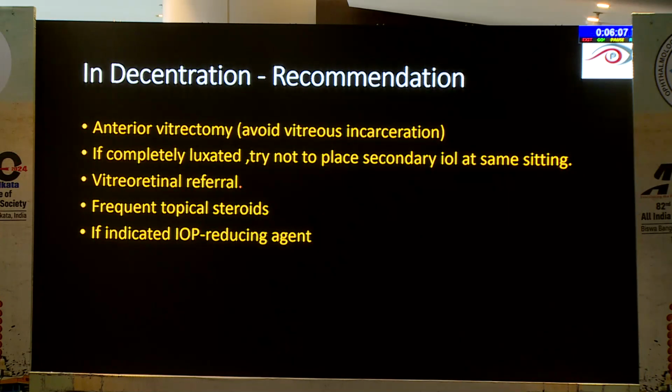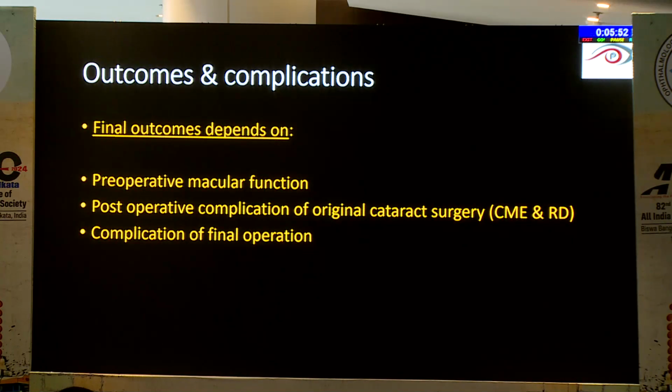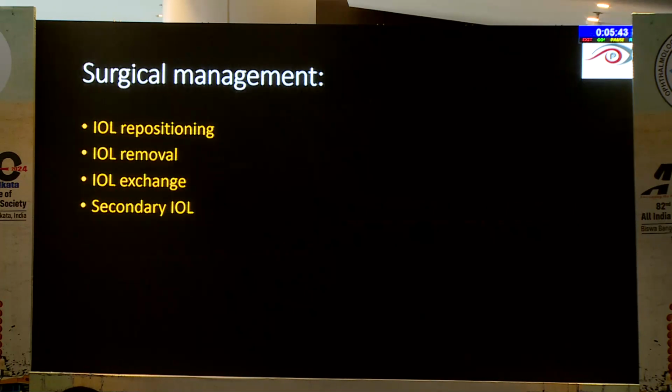So in case of decentration, if you have already noticed a PCR, it is better to do an anterior vitrectomy again. If you are seeing the lens being already luxated, try to take it out, get a VR opinion, make sure everything is stable, and then go for your second plan. The outcome of all these things depends upon the pre-operative macular function, how much the complication is there and how much we can handle it, and the complication at the final end of the surgery.